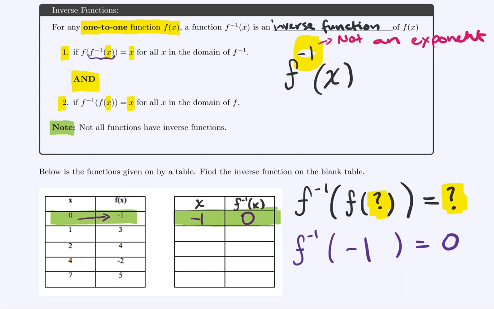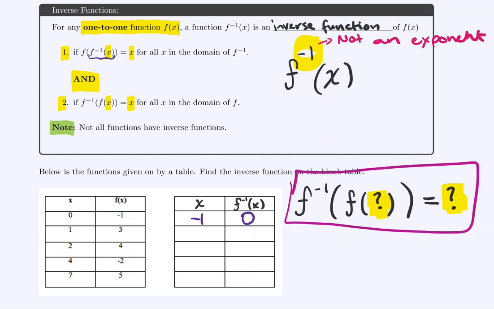From this first example, it looks like they just switched input and output values. That is the pattern. Let's see how that holds again. So we are going to repeat the process. We know that if we're finding the inverse function, by definition, this relationship must be upheld.